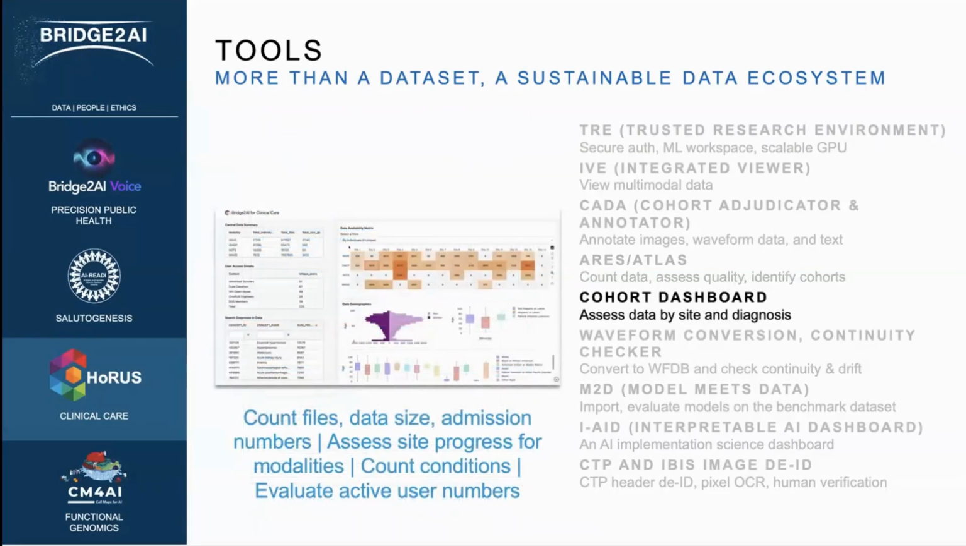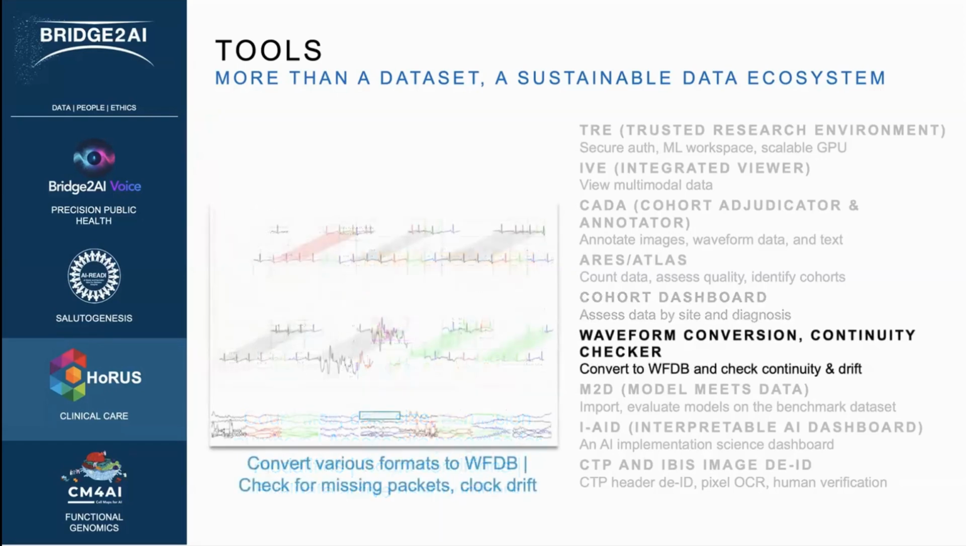Our dashboard gives us a sense, in the orange boxes, a heat map of what sites are at what stage of completion and some of the demographics. And on the left, a list of diagnoses that are there and the user base.